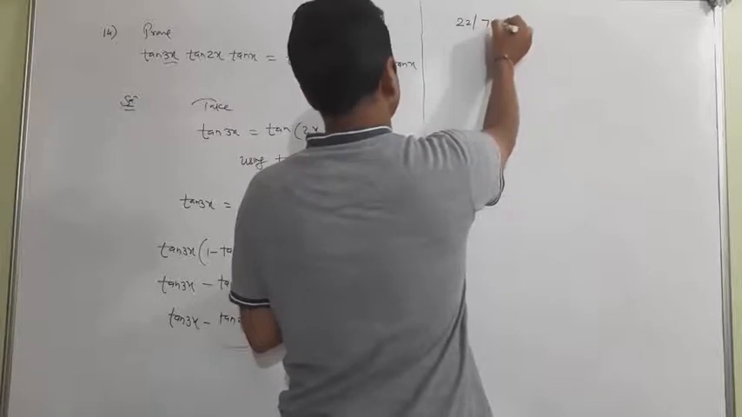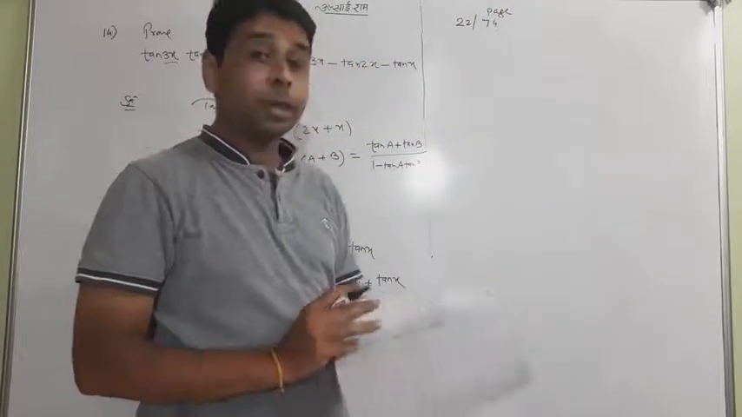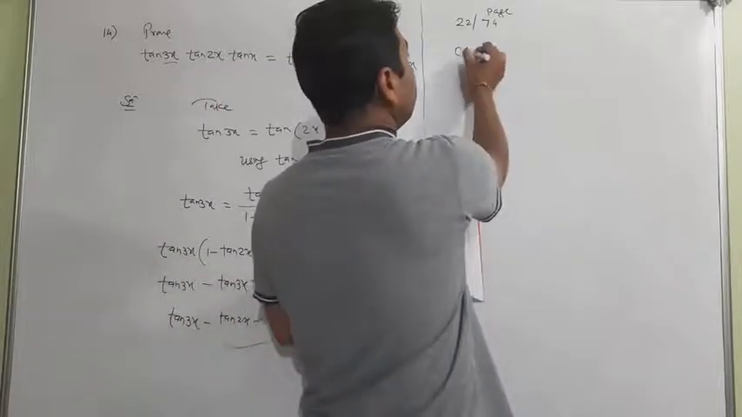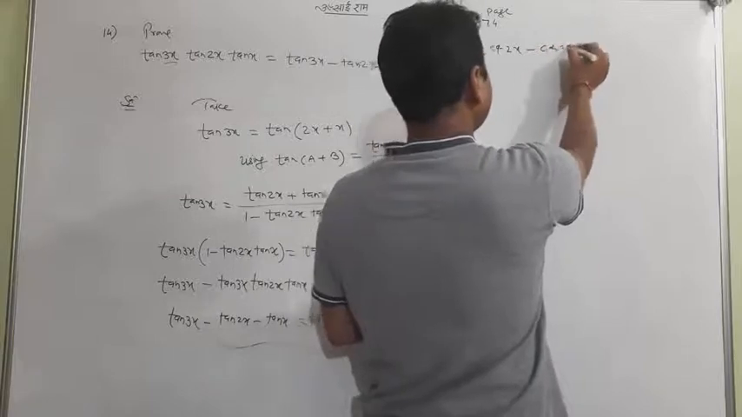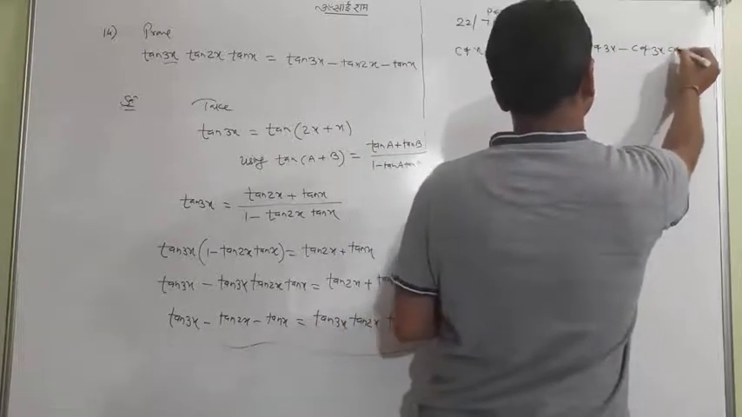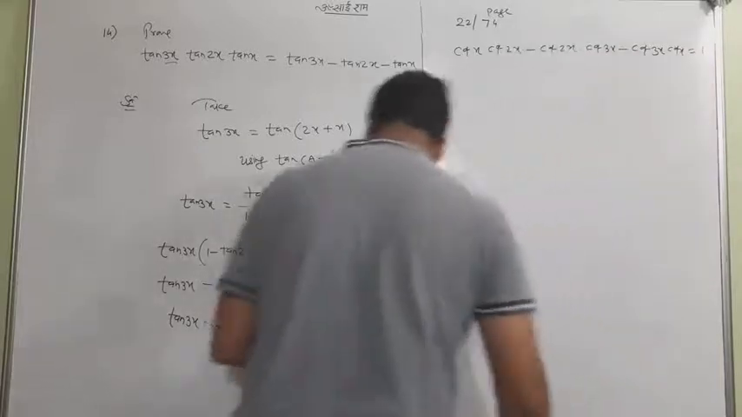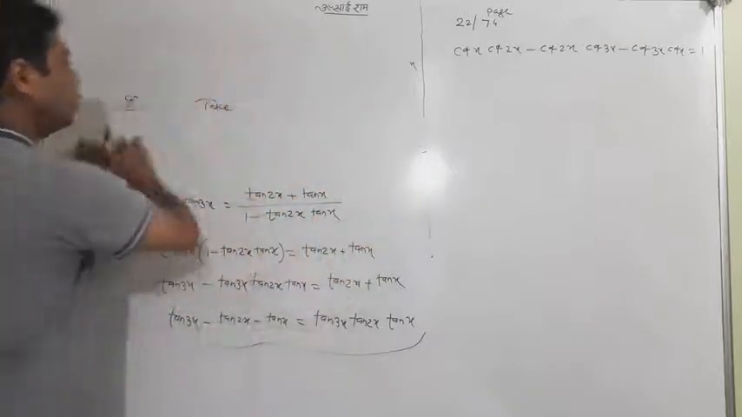Page number 74, question number 22. It's a very similar question. Prove that cot x cot 2x + cot 2x cot 3x + cot 3x cot x = 1. This is the question, and let me rub this because we have already seen it.